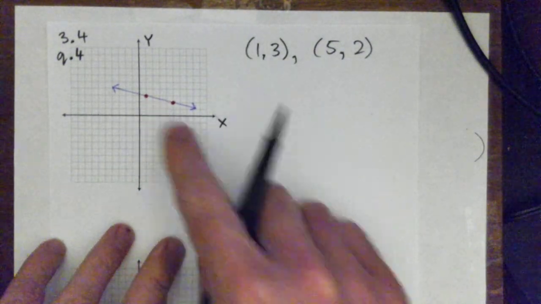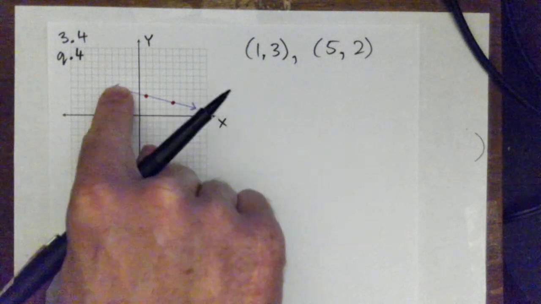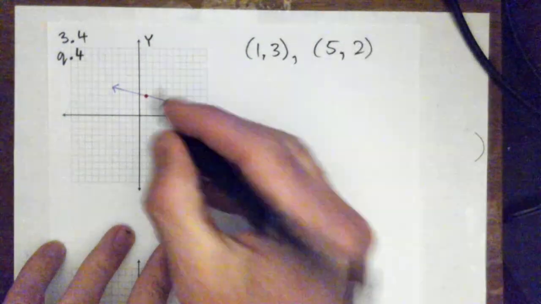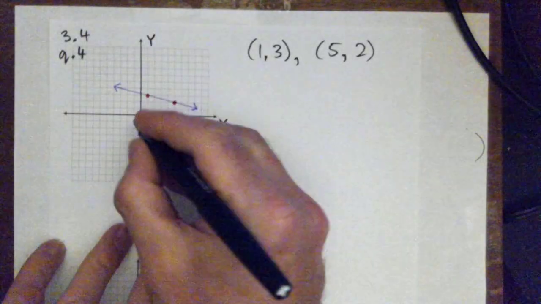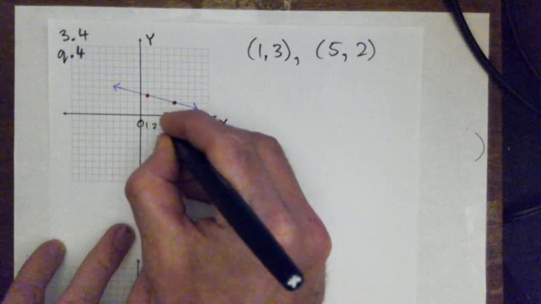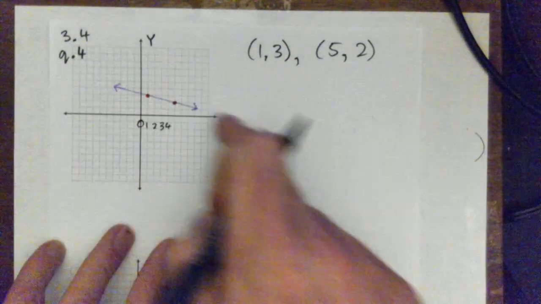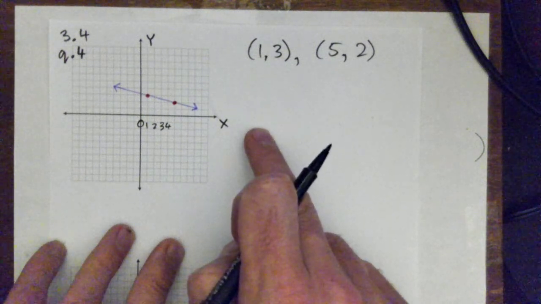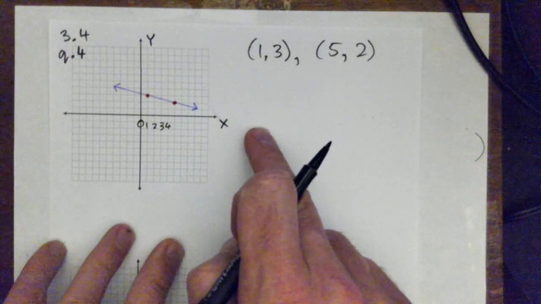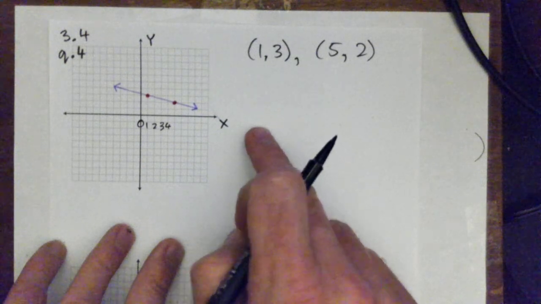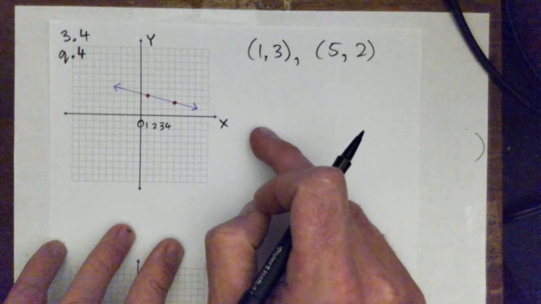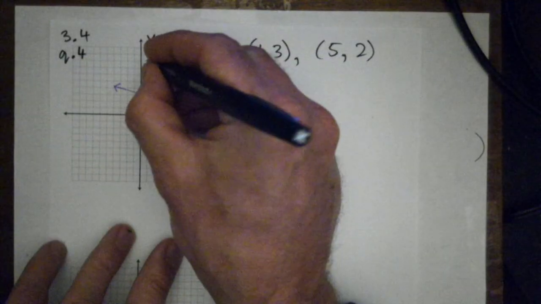All right, so first of all, before we do anything, we always go from left to right, don't we? Because that's how we read. When you read a book, you go from left to right. The number line goes 0, 1, 2, 3, 4. So when we go from left to right, is this line going up or is it going down? It's going down, isn't it? So should it have a positive slope or a negative slope? Negative slope. Just write that down.